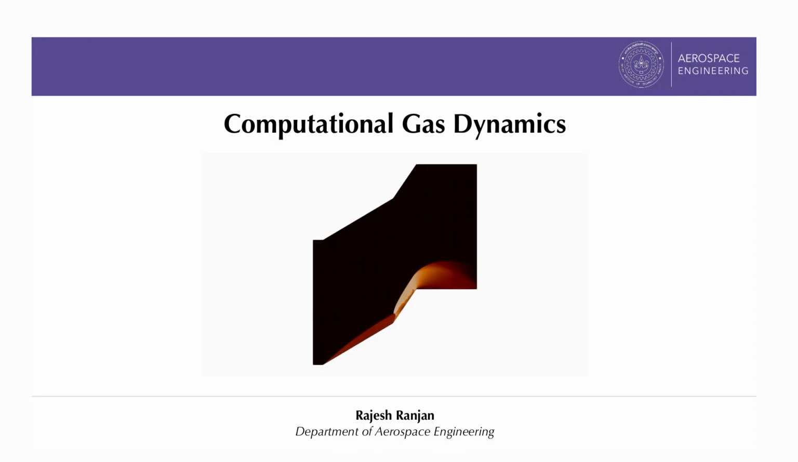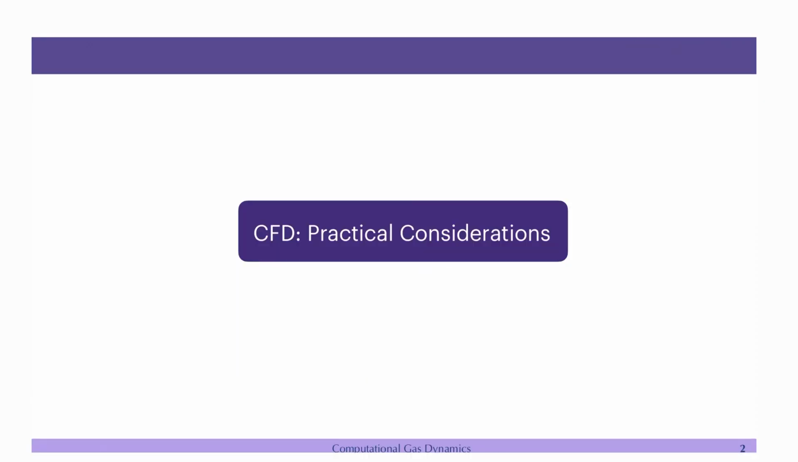Okay, so what we will do in the next few classes in the last week is that we first look at some of the practical considerations in using a code. Okay, it can be an open source or a commercial code, or even if you are developing a code, these considerations will be very useful, right. And then we will also solve some problems in this week.